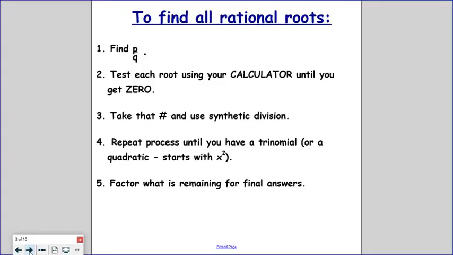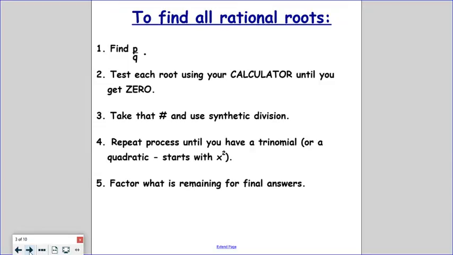Now, this seems like a lot of steps. I get it. Guys, we only use these steps if the other options we have fail. I can't factor it using my numerous ways of factoring it, so I have to go to this. When I've tried factoring first, and it doesn't work, I go to finding my rational roots. So finding P over Q is what we just learned how to do on the page before this. Make my list of factors of the constant over factors of the leading coefficient. After that, we're going to test each of those options in our calculator until we get a 0.